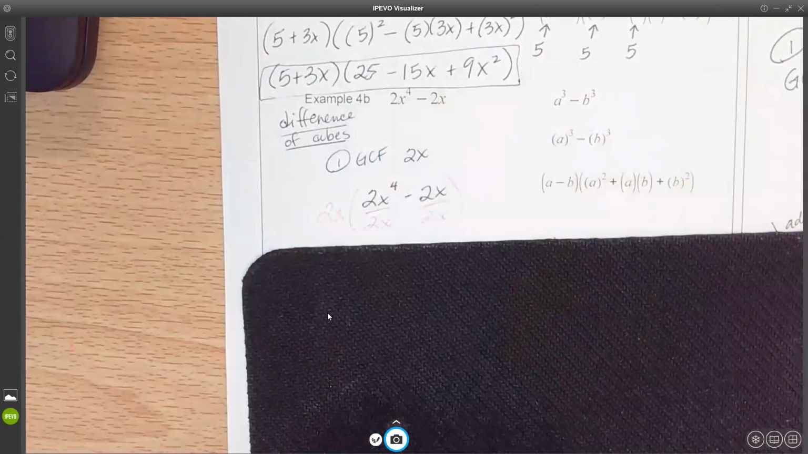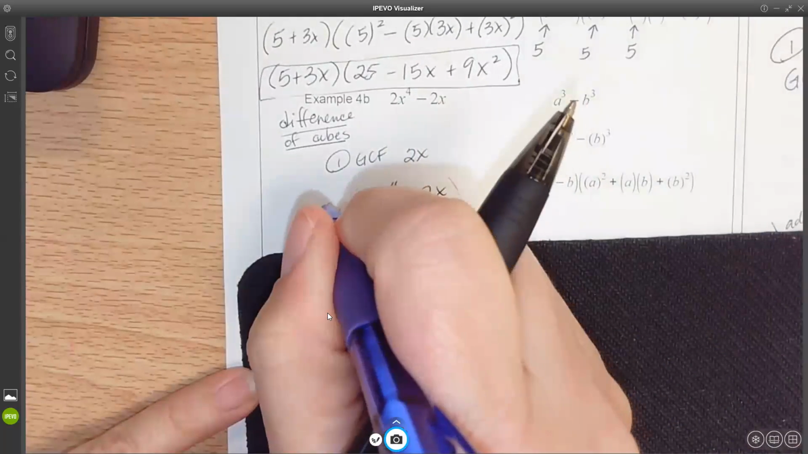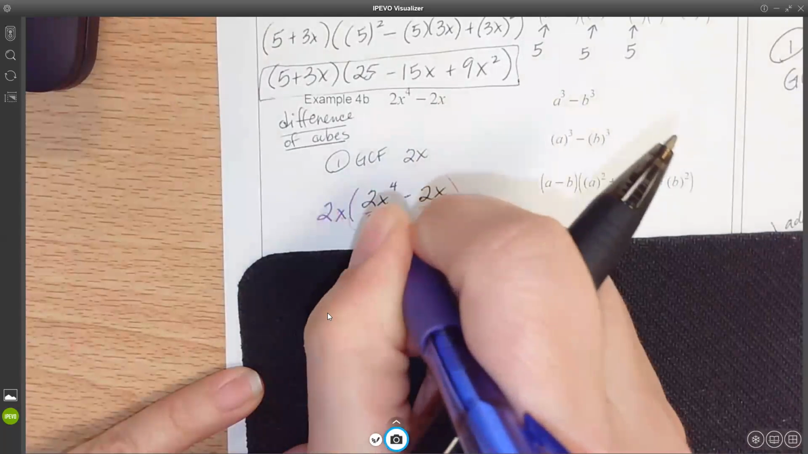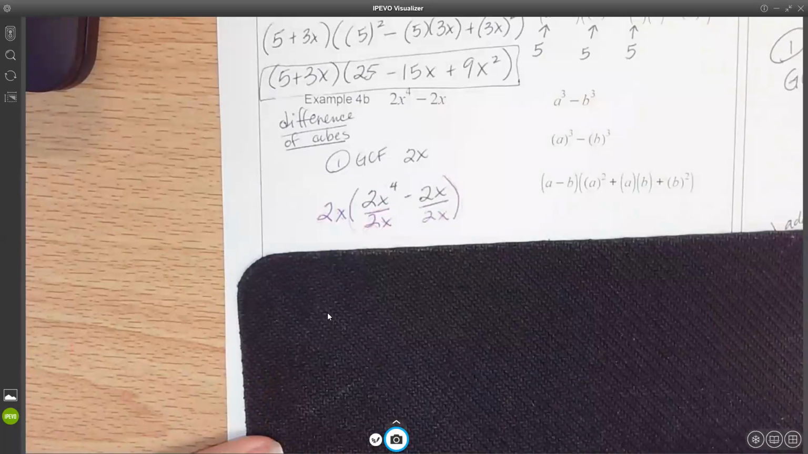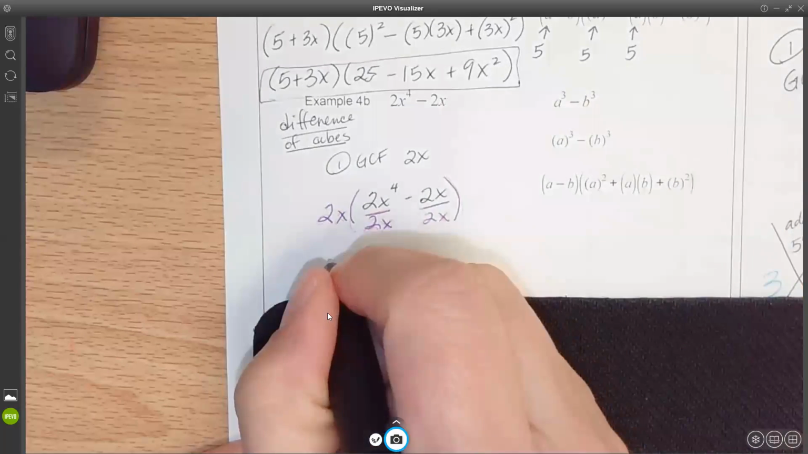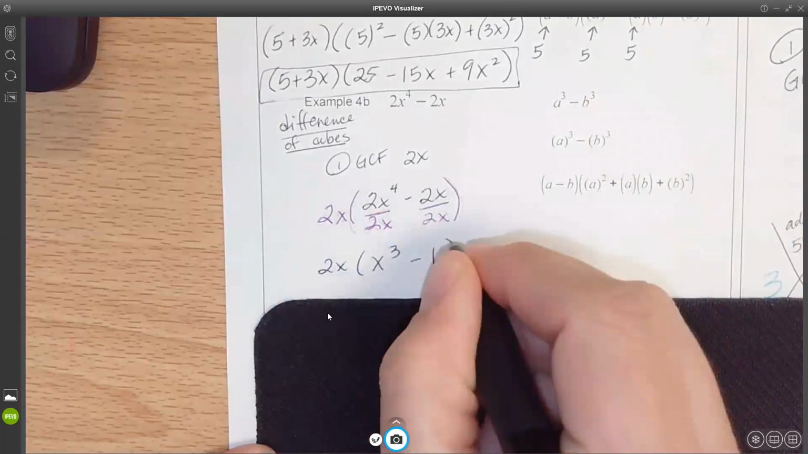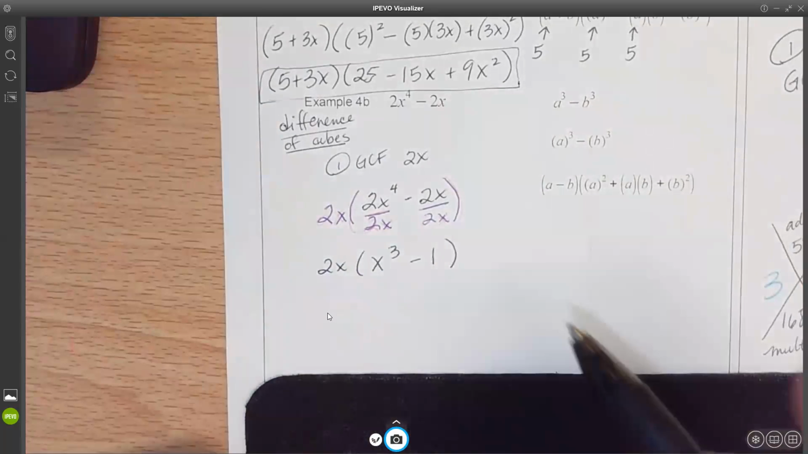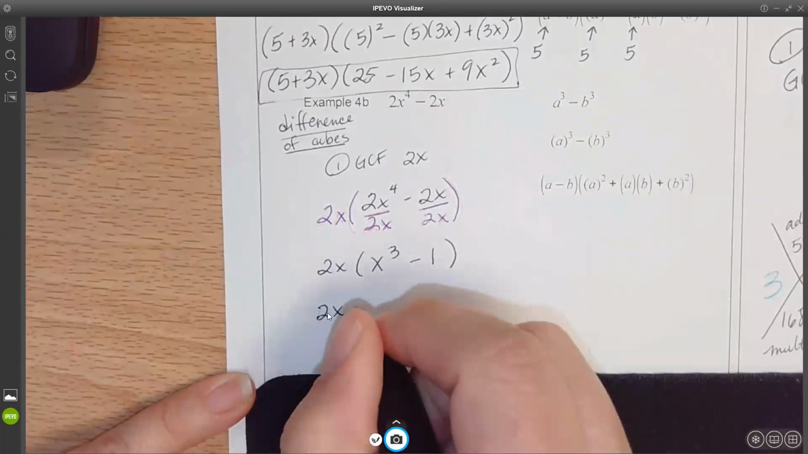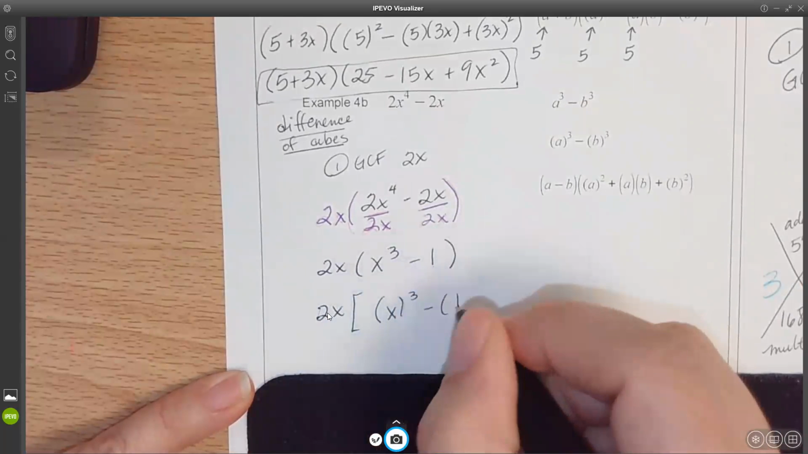Pull 2x out front. Where that pen's going, huh? Try again. There, that's better.